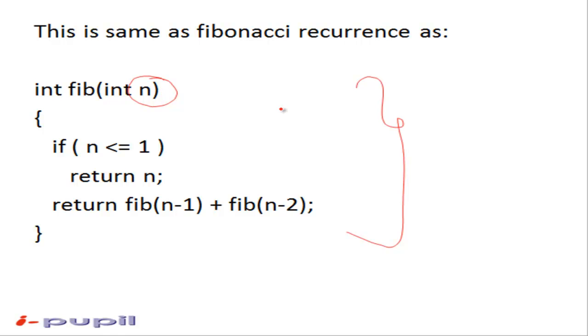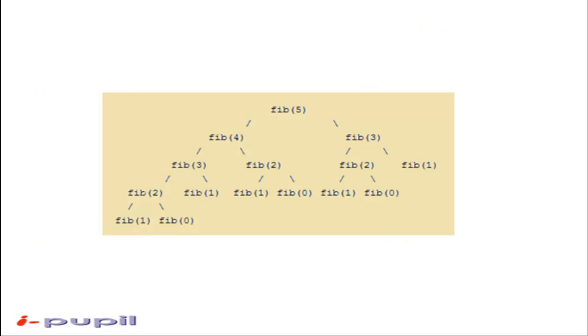Now suppose we are given to find the Fibonacci number of the fifth term. So we are to find the Fibonacci of 5. So how do we solve it using this procedure? The recursive procedure forms this recursive tree to solve the problem.